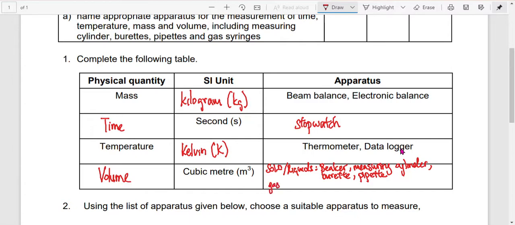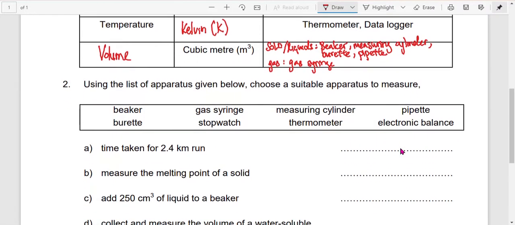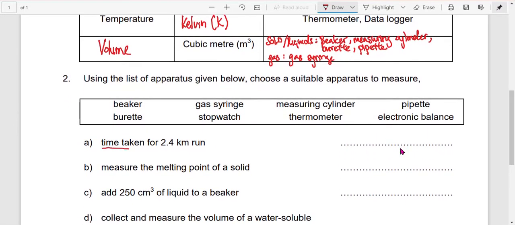For gas, you can also measure volume of gas. Typically, we'll use a gas syringe. Okay, so this is for question 1. Let's look at question 2. Using the list of apparatus below, choose a suitable apparatus to measure each of the following. First one, time taken. So obviously this will be stopwatch.